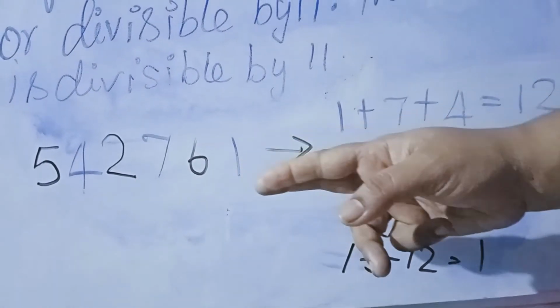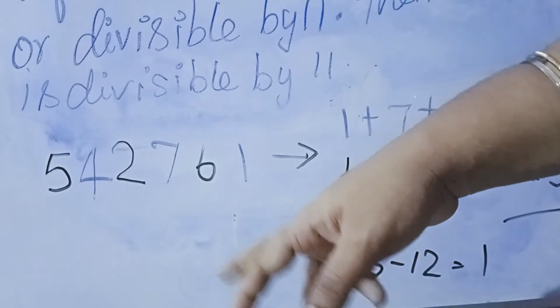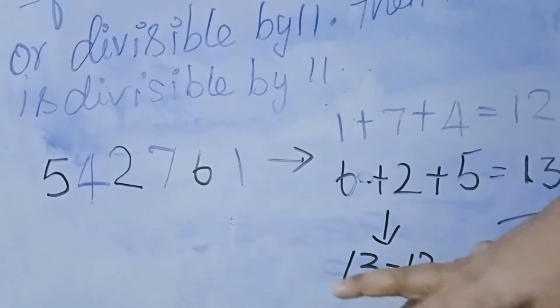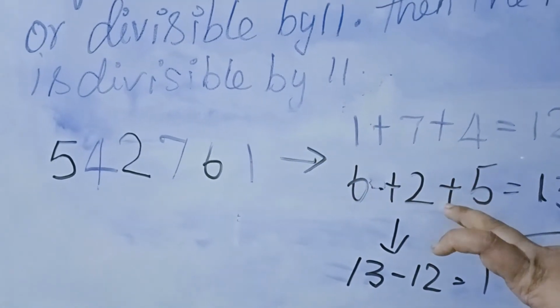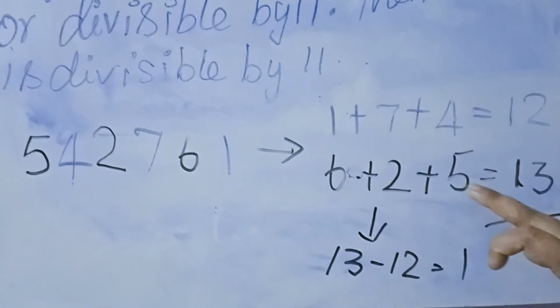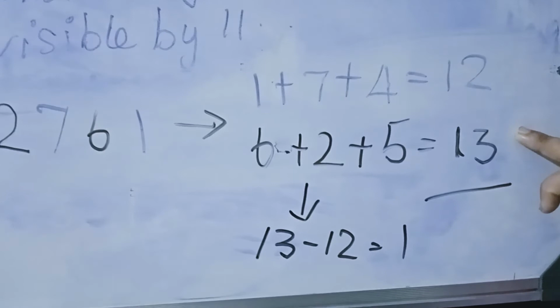Now you have to add the even places. Even places means second place, fourth place, sixth place. Second place 6 is there. Then fourth place 2 is there. Then sixth place 5 is there. So if you add these numbers, you get 13.